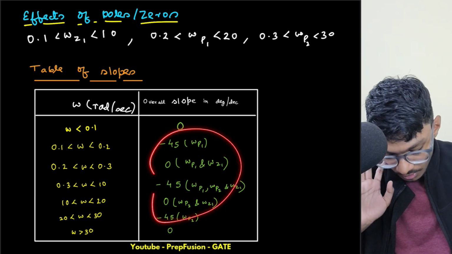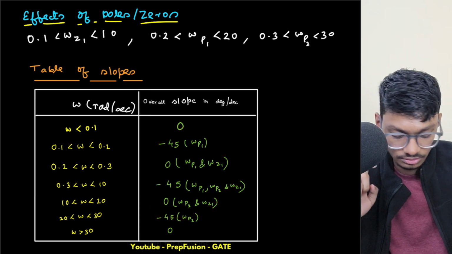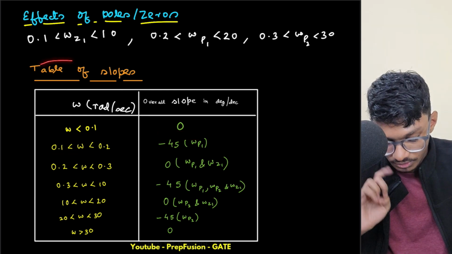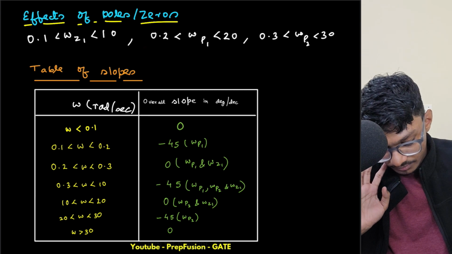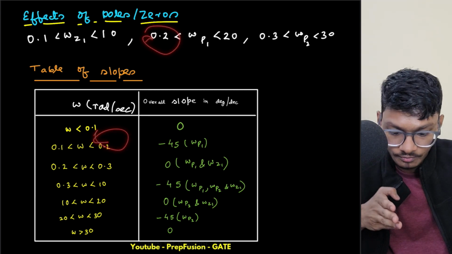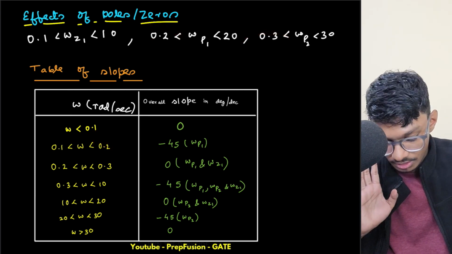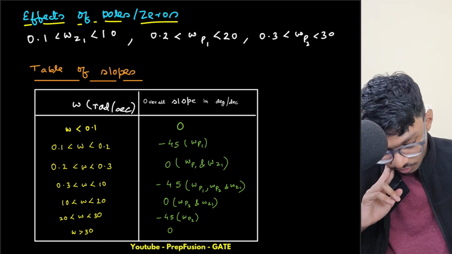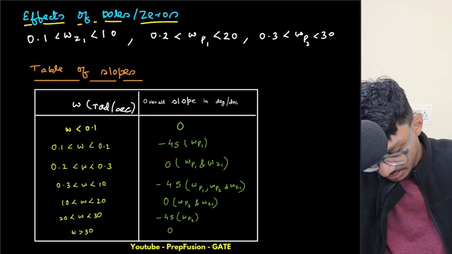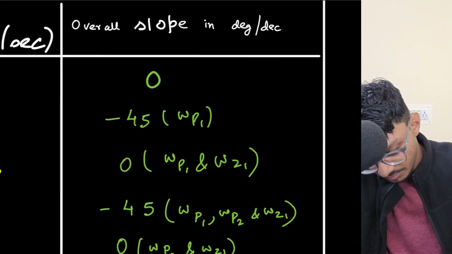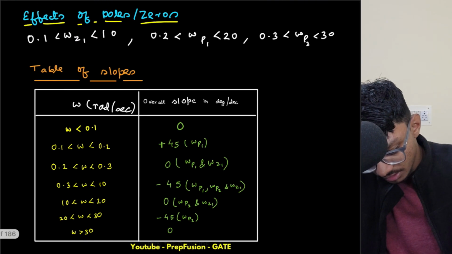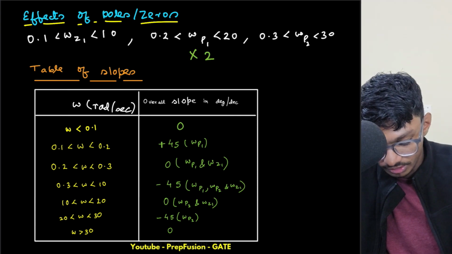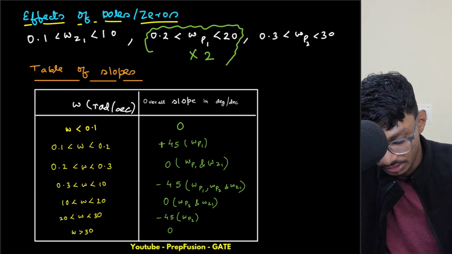This will change now. So before 0.1, obviously nothing is there, so 0 degrees. Now after 0.1, what do I have? I have a zero. So now this effect isn't coming between 0.2. This will come after 0.2 and this will also come after 0.3. So after 0.1, only this is coming. So obviously this will be plus 45 degree per decade. And here I have to multiply by 2, as I have 2 here. Okay, the effect will be twice.